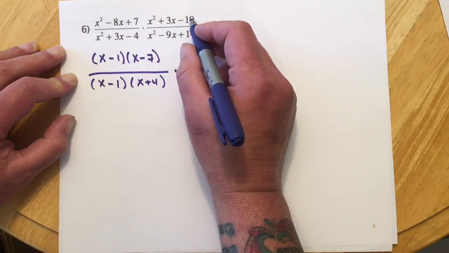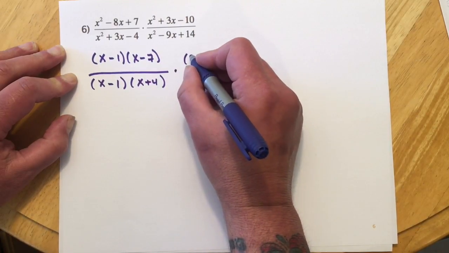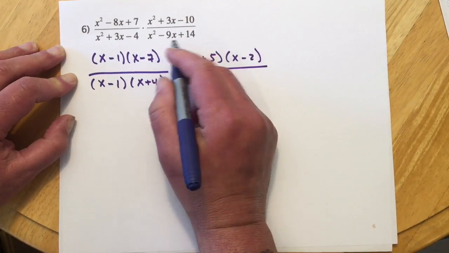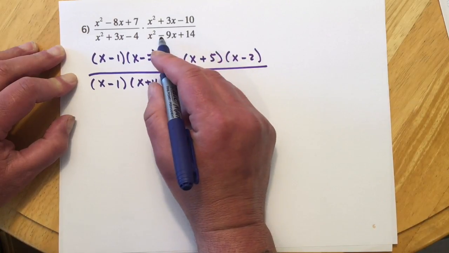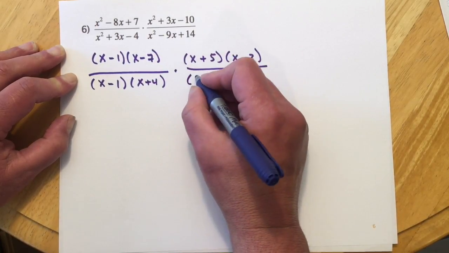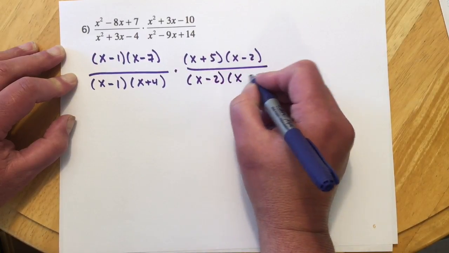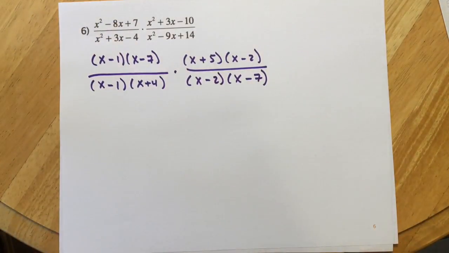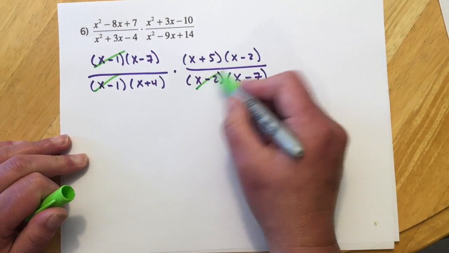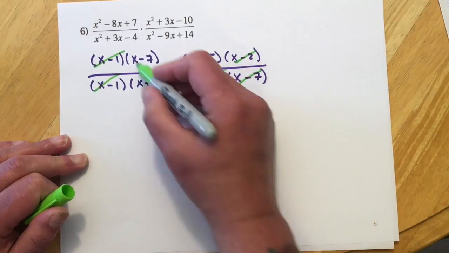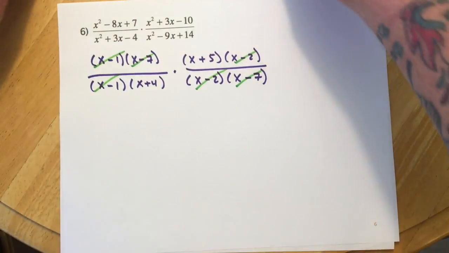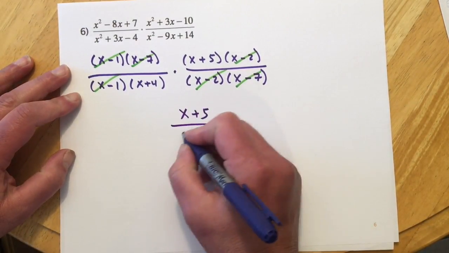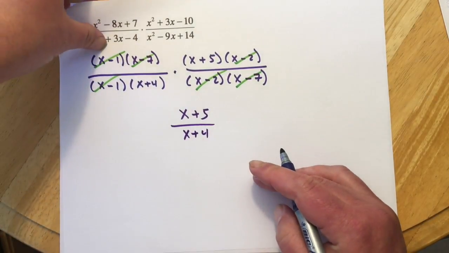And then for negative 10, we'll do a 5 and a negative 2. And then for a positive 14 and a negative 9, I'd need negative 2, negative 7. And then we'll just cancel and see where we end up. So minus 1s are gone, minus 2s are gone, minus 7s are gone. So it looks like just (x + 5) over (x + 4).